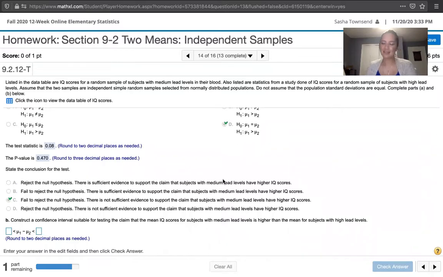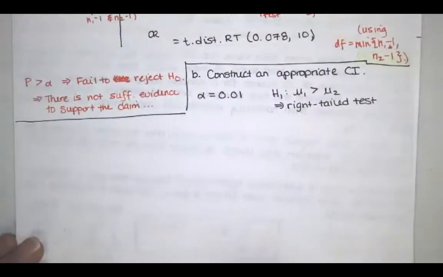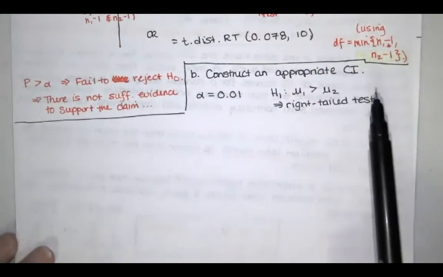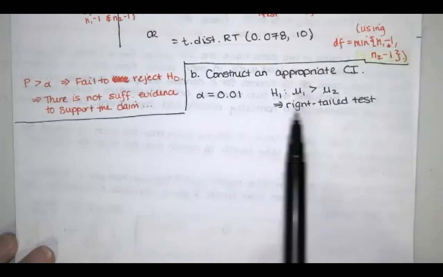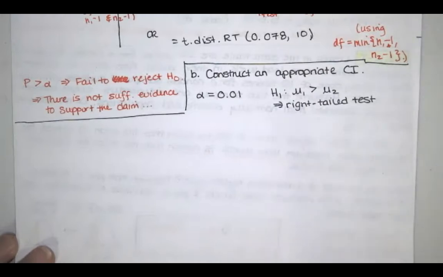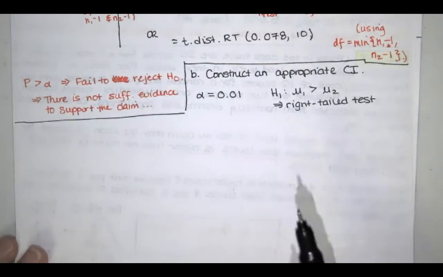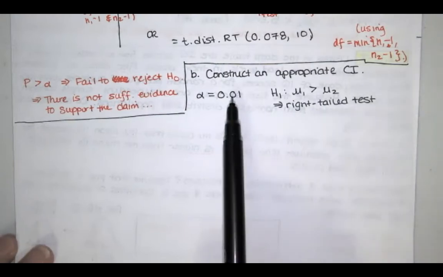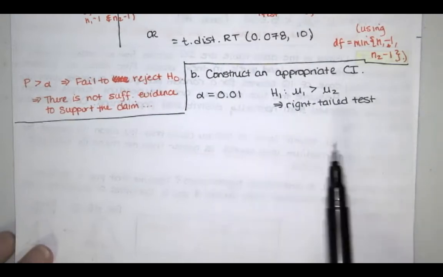And then the next part asks us to construct a confidence interval suitable for testing the claim that mean IQ scores for subjects with medium lead levels is higher than the mean for subjects with high lead levels. Okay, I'll share my paper with you again. So in order to construct an appropriate confidence interval, we need to know how much area is in the tails. And the area in the tails always relates to that significance level of our hypothesis test, but it doesn't always relate in the same way.